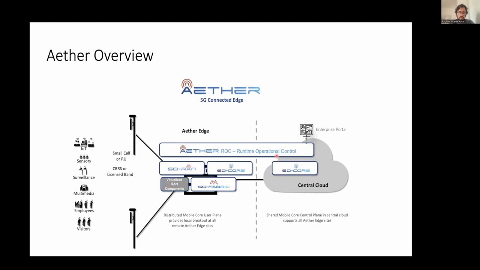And on top of that, there is the Aether ROC, a component that means Runtime Operation Control. It is the core part of the Aether platform that provides the means to consume and program the APIs that each one of these projects offers, from the edge towards the central cloud. And the important aspect to highlight here is that, as mentioned in the SD-Core presentation, multiple edge sites can coexist with a unique central cloud as a deployment option.